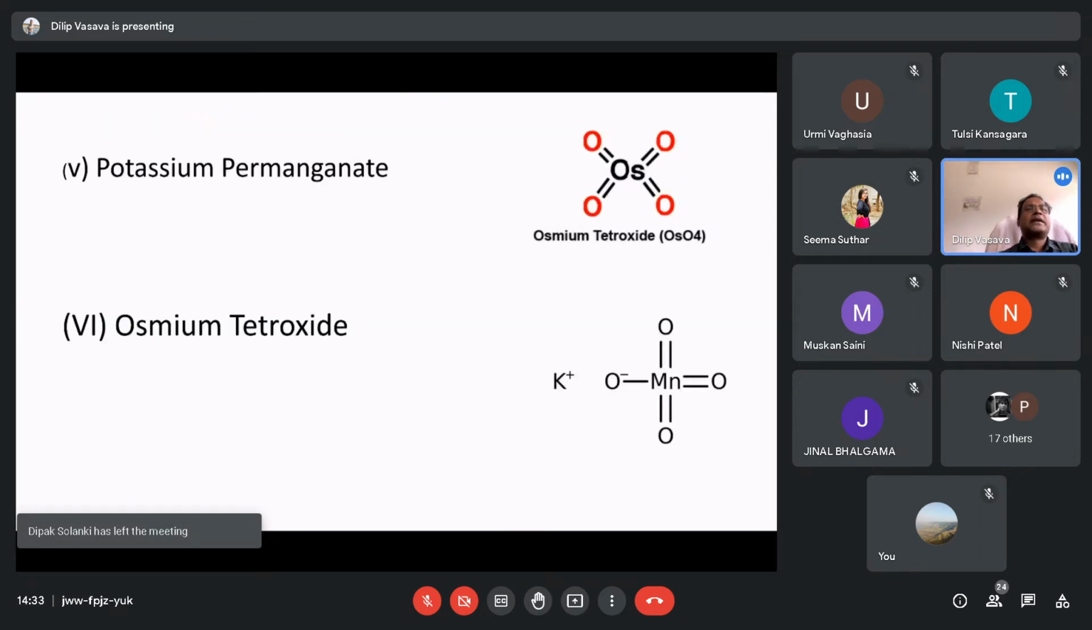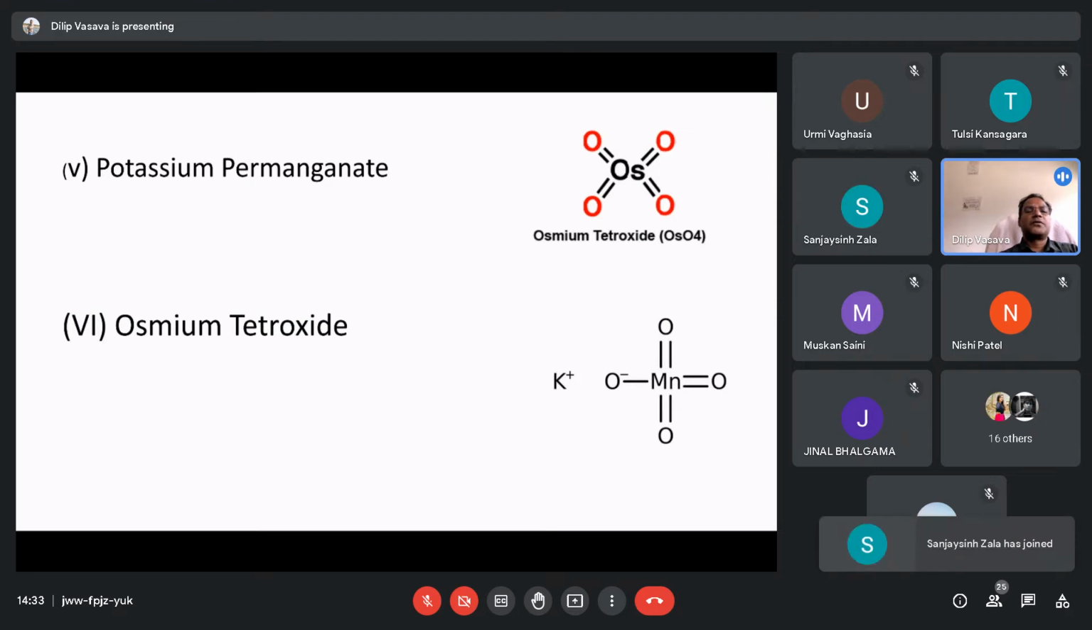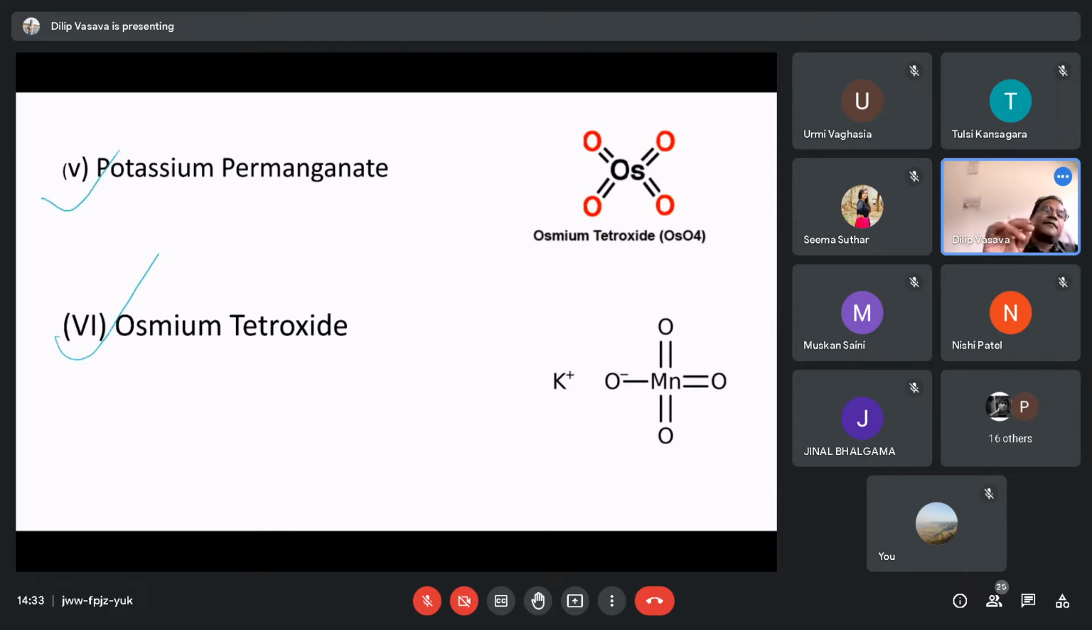Potassium permanganate is also considered an oxidizing agent. Then osmium tetroxide is also there. So these six oxidizing agents are utilized for the formation of the epoxides. Ultimately, this is oxidizing the alkene, the double bond olefinic compound.